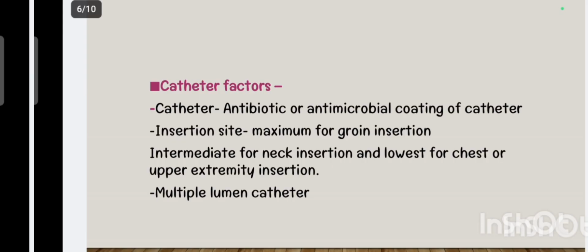Then the chest insertion. In the chest insertion, the catheter is inserted into the subclavian vein and they have the lowest chances of infection. Insertion in the chest area also helps to diagnose a variety of heart problems. Then multiple lumen catheters: if they are using a double or triple lumen catheter, it also increases the chances of infection.